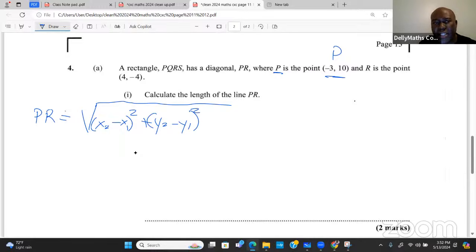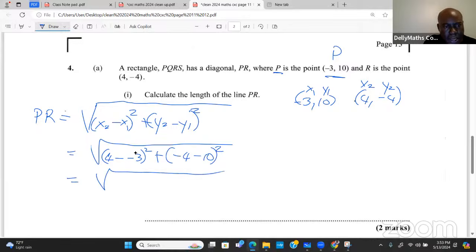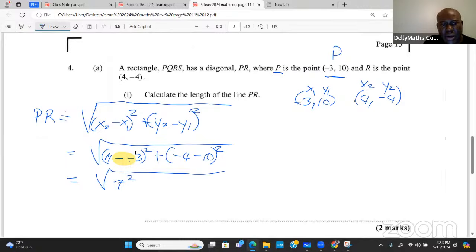So let us label our points here. So we have -3, 10, and I'm going to call this x1, y1, and then we have 4, -4. I'm going to call this x2, y2. So let's put it together now. Square root of x2, so it's going to be 4 minus x1, -3. Be careful here with this, plus y2, which is -4, minus 10. All right, and we square. Let's keep going. The two negatives here will give us a positive. So this is +7 we're looking at. A negative and a negative, so this becomes 7 squared.